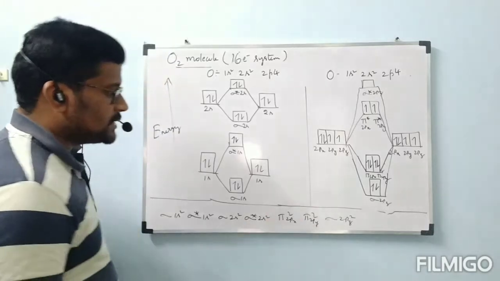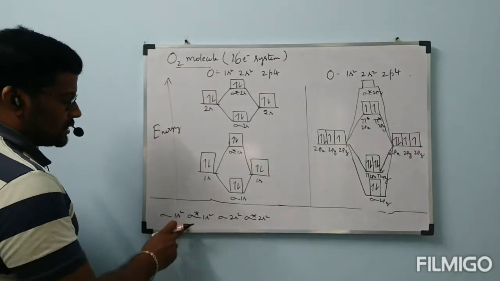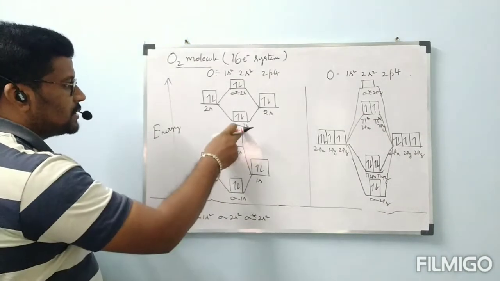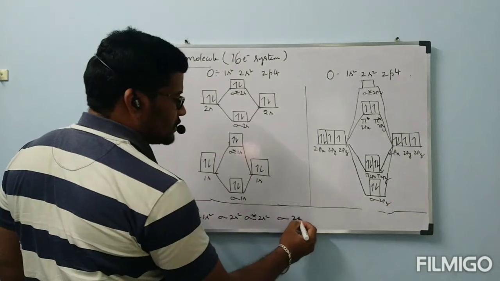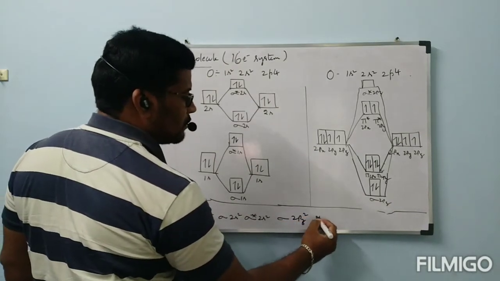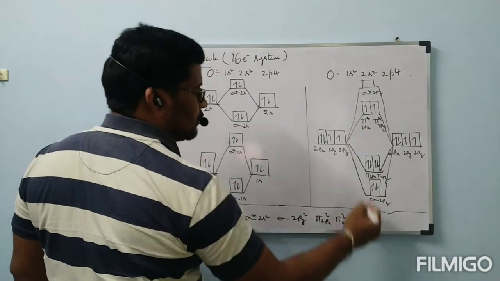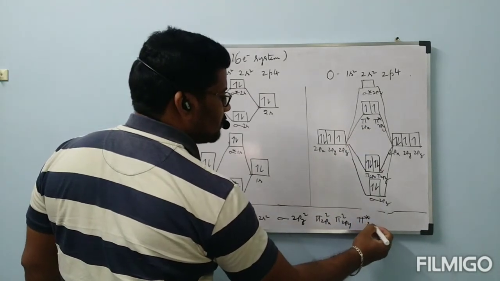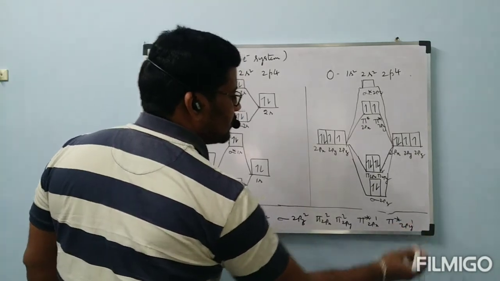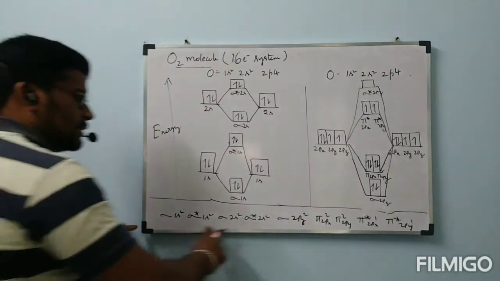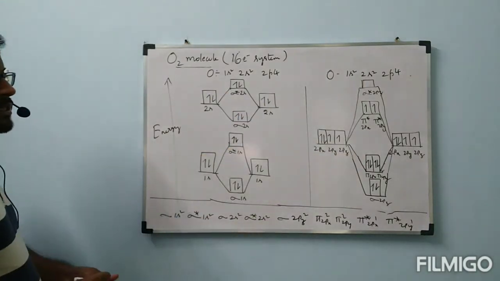Now what is the electronic configuration? Sigma 1s2, sigma star 1s2, sigma 2s2, sigma star 2s2. After that sigma 2pz2, pi 2px2, pi 2py2, pi star 2px1, pi star 2py1. This is the electronic configuration of the O2 molecule and this is the diagrammatic representation.